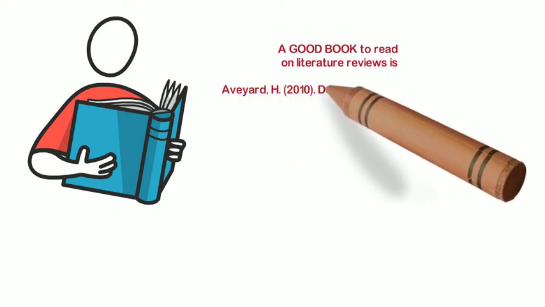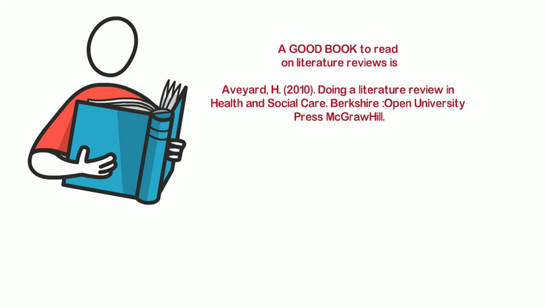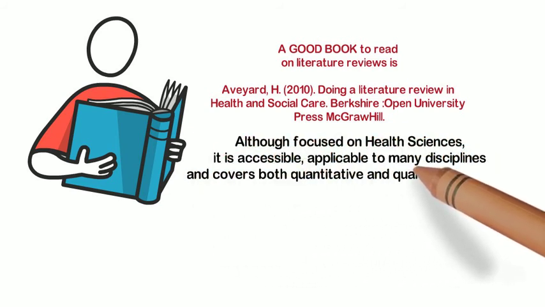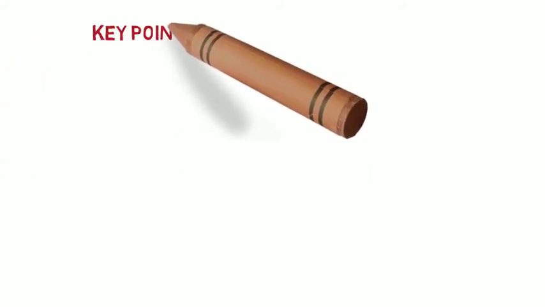A good book to read on literature reviews is Doing a Literature Review in Health and Social Care. Although it's a book on the health sciences, it really is applicable to many disciplines and covers both qualitative and quantitative research. There are lots of books out there on literature reviews, and really reading any of them will help you, but this one is particularly good.